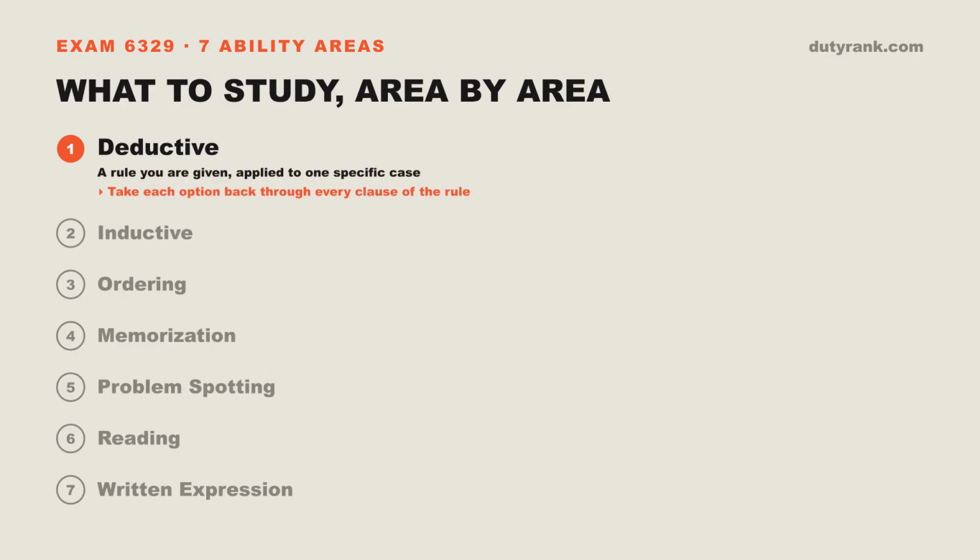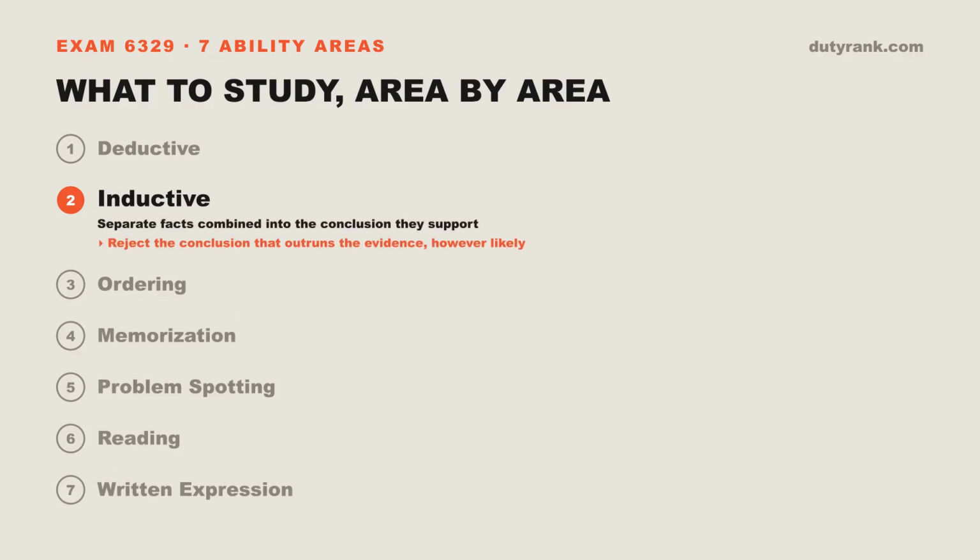Ability Area 1, Deductive Reasoning. You are given a rule, a regulation, a post order, a procedure, and then one specific situation, and you decide what the rule requires here. The rule is always supplied, so nothing depends on knowing the job already. The pattern worth knowing is how the wrong answers are built. Each one usually breaks exactly one clause, and it is written to look right if you stop reading at the clause that matches. Take every option back through every clause before you commit.